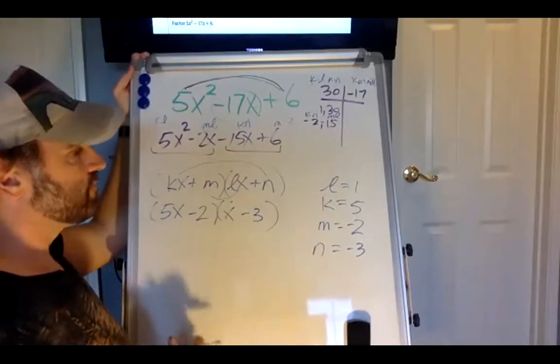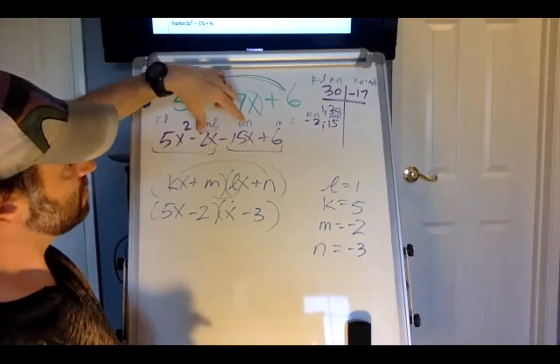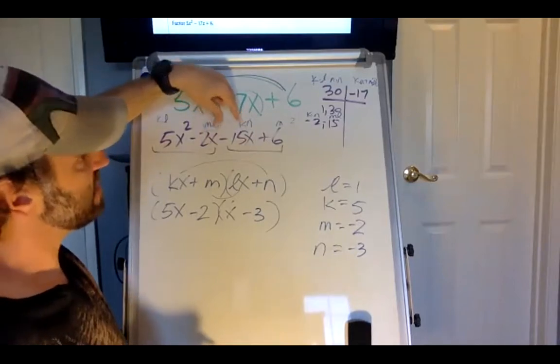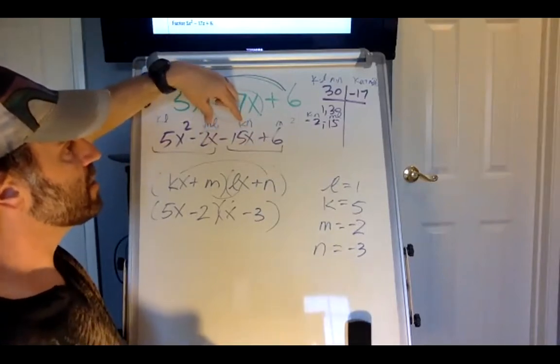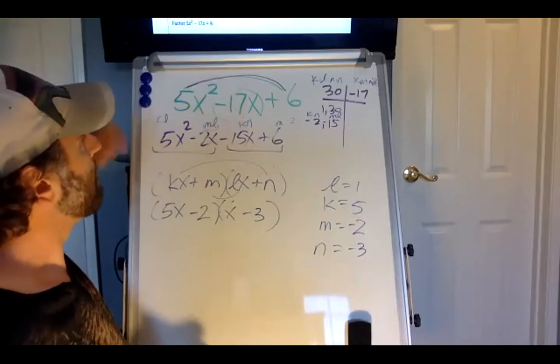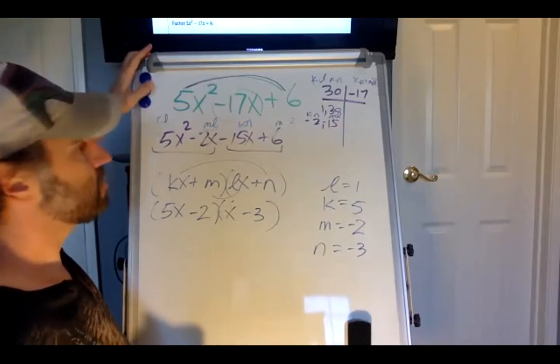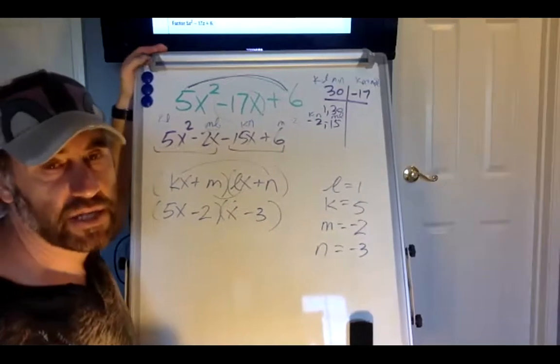Because if it were 1, it wouldn't multiply to form -15 and 6. And it's not always 1. The reason it's 1 at the beginning is because 5 is a prime number. Guys, just a teacher tip.